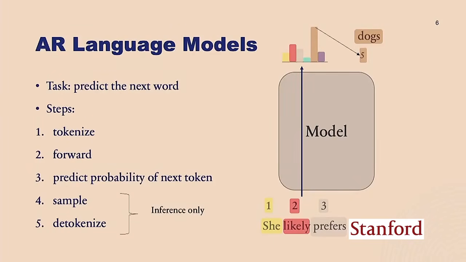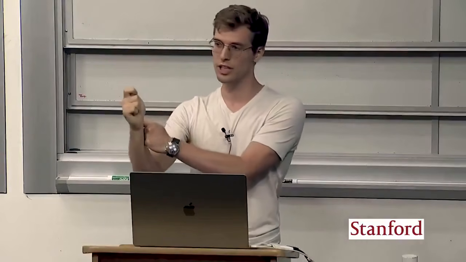One thing which is important to note is that the last two steps are actually only needed during inference. When you do training, you just need to predict the most likely token, and you can just compare to the real token which happened in practice, and then you change the weights of your model to increase the probability of generating that token.